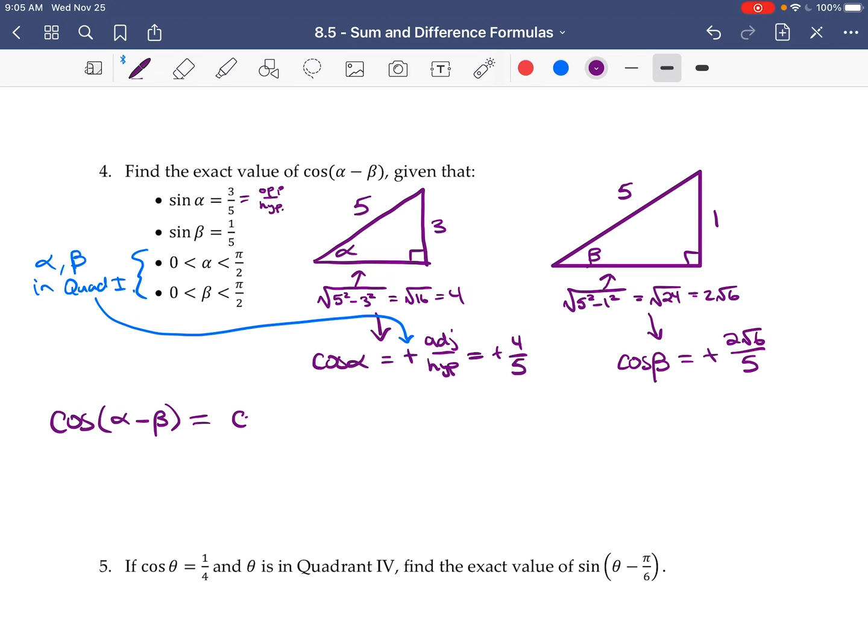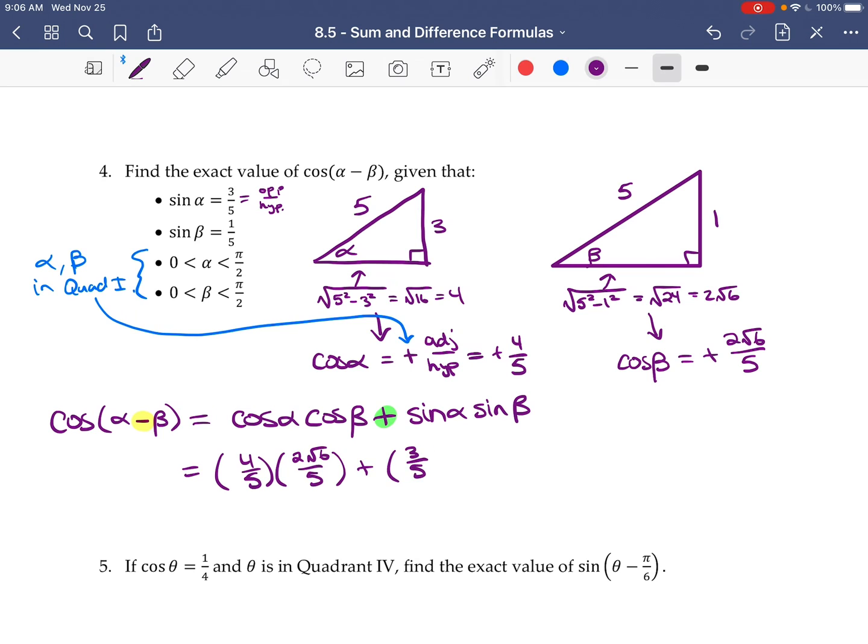So using the formula, it's going to be cosine alpha cosine beta. And now remember, for cosine, we swap the sign. So it was a minus, so here it's going to be a plus. And then it's going to be plus sine alpha sine beta. Now I know all these things. So this is 4 over 5 times 2 root 6 over 5 plus sine alpha is 3 over 5 and sine beta is 1 over 5.